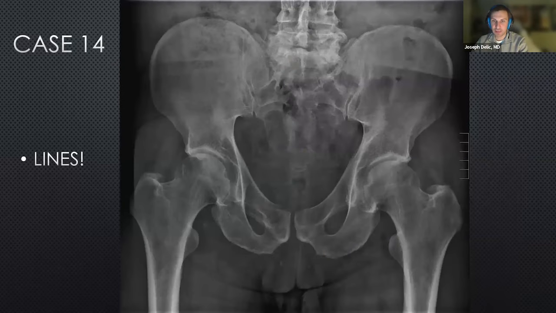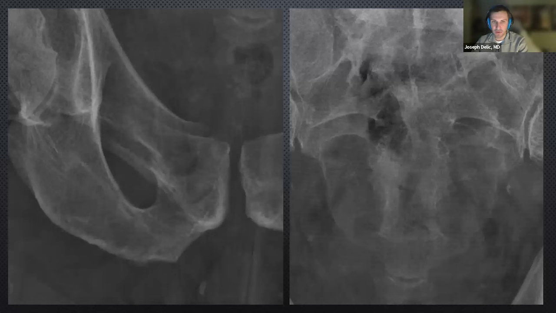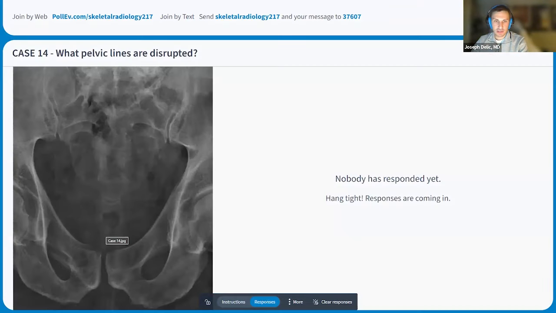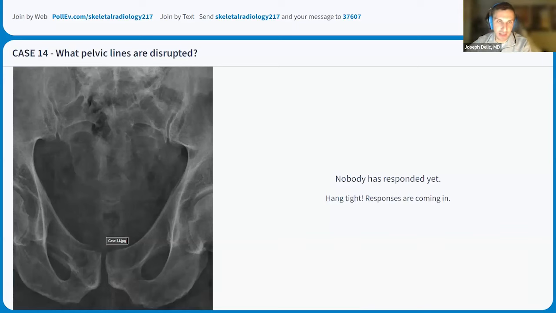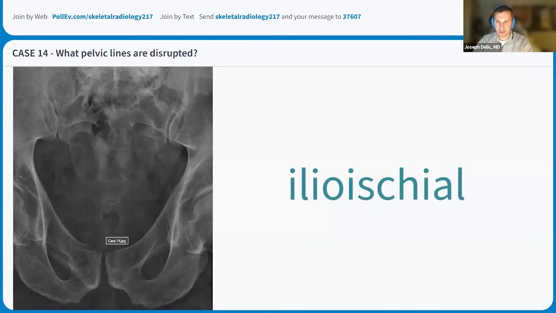Next, case number 14, we want to talk about pelvic trauma and pelvic lines. Okay, so this was a case I had. Somebody came in with pelvic trauma, and I'm going to zoom in here for you, and we're going to talk about on the next slide, what are the lines of the pelvis that are disrupted? Okay, so we have an obturator ring, and we see our sacrum here. So same image, just a little bit zoomed out. So you guys can fill in what lines of the pelvis are disrupted.